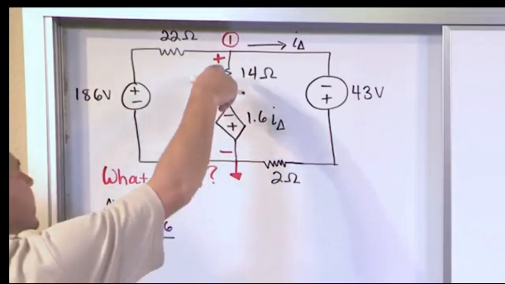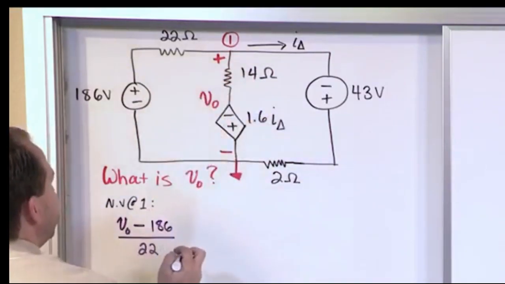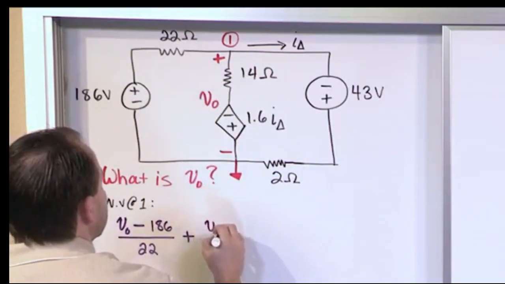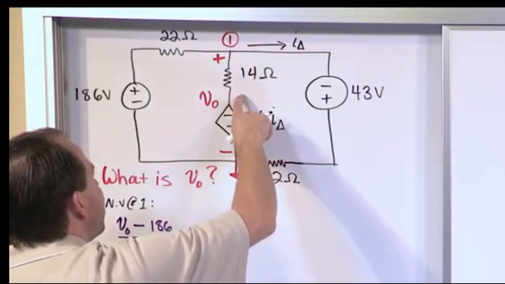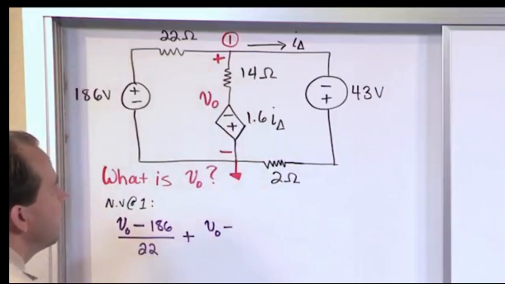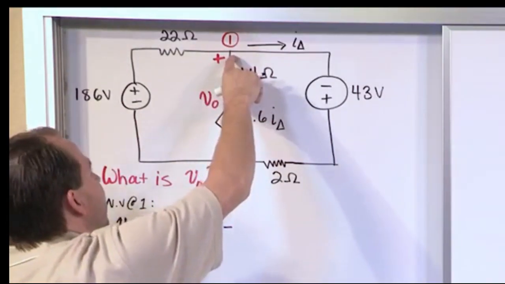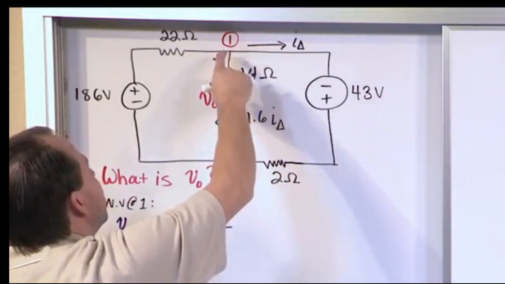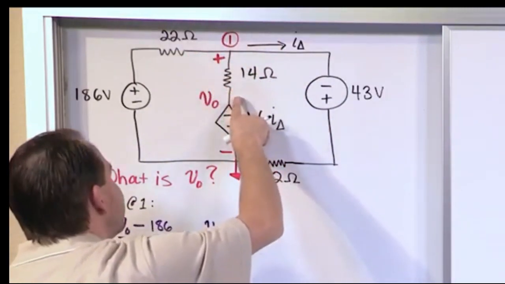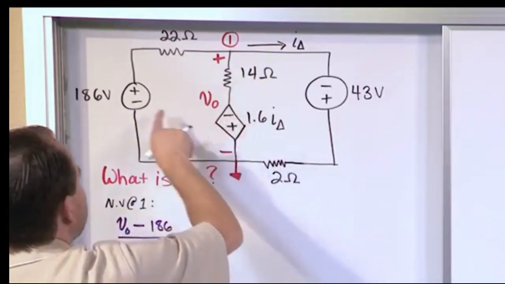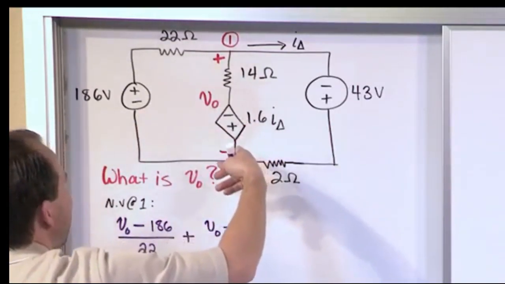Next, let's find the current flowing down this branch here. So it'll be plus. Again, the node voltage is V naught minus what? Well, we have a voltage source here, right? So we're trying to find the voltage across this resistor, so that we can divide it and find the current. So we have V naught minus the source, divided by 14. The only trick is this source, if you really compare it, is flipped over backwards.